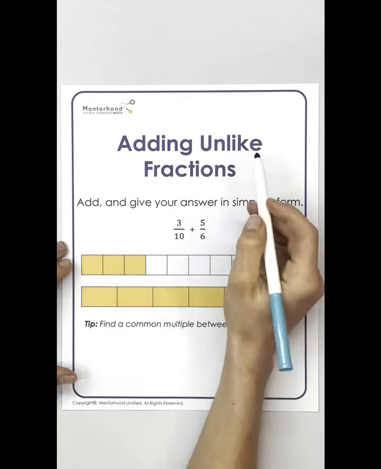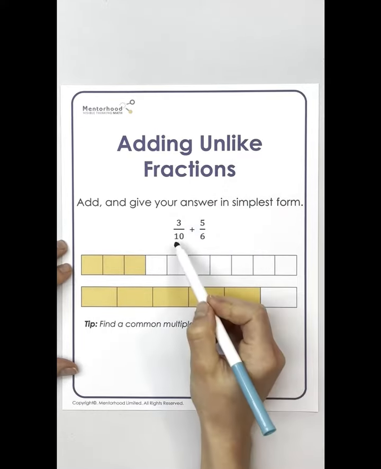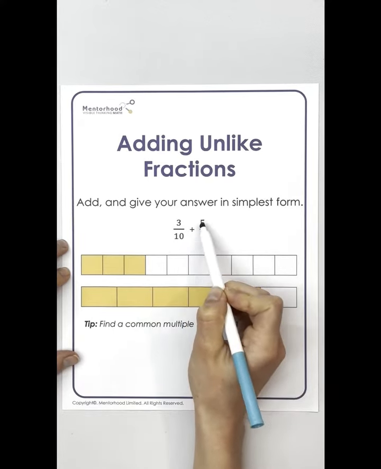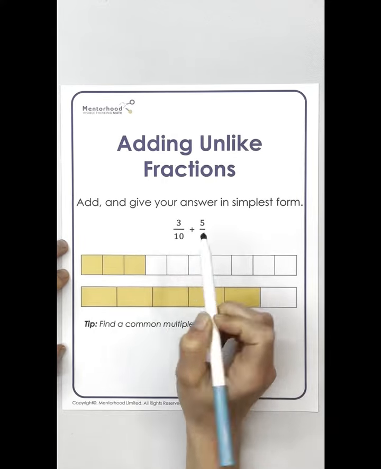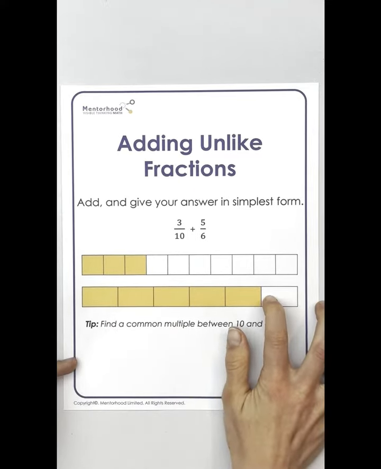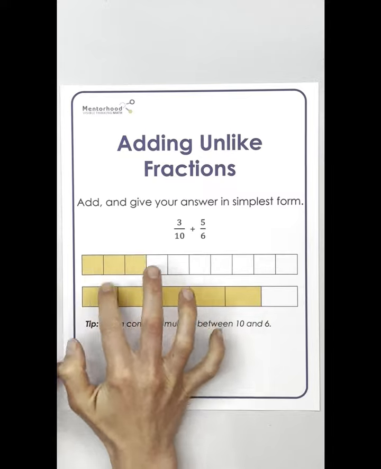Let's try adding unlike fractions. Unlike fractions means fractions with different denominators, different bottom numbers. So here I've got 3/10 plus 5/6. Now this is pretty hard to add because you're going to end up with something like this added on to the end of this, and it's going to be like, yeah, but how much is that? I don't know because I added two different size sections.